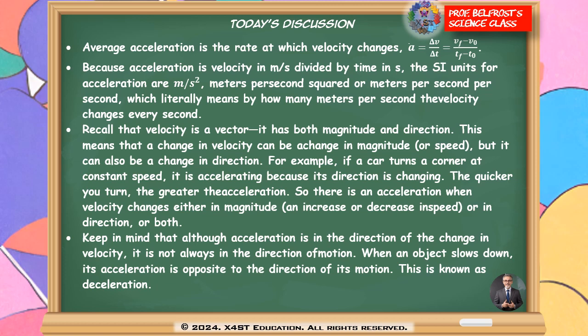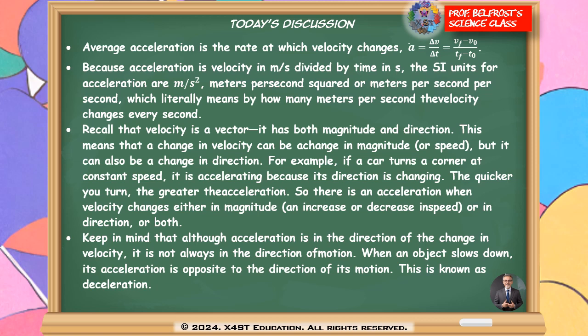For example, if a car turns a corner at a constant speed, it is accelerating because its direction is changing. And the quicker you turn, the greater the acceleration will be. So there's an acceleration when velocity changes, either in magnitude or in direction or both. But keep in mind that although acceleration is in the direction of the change in velocity, it's not always in the direction of motion. Sometimes it's not the same as the direction of motion. We will see it later from our discussion of problems.